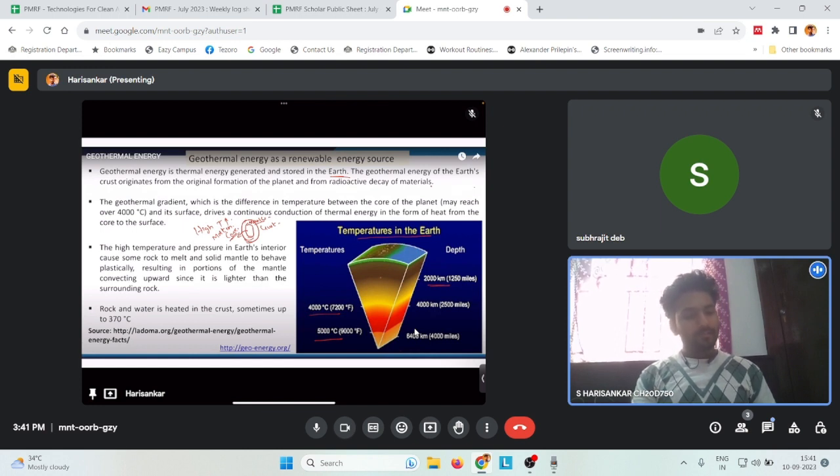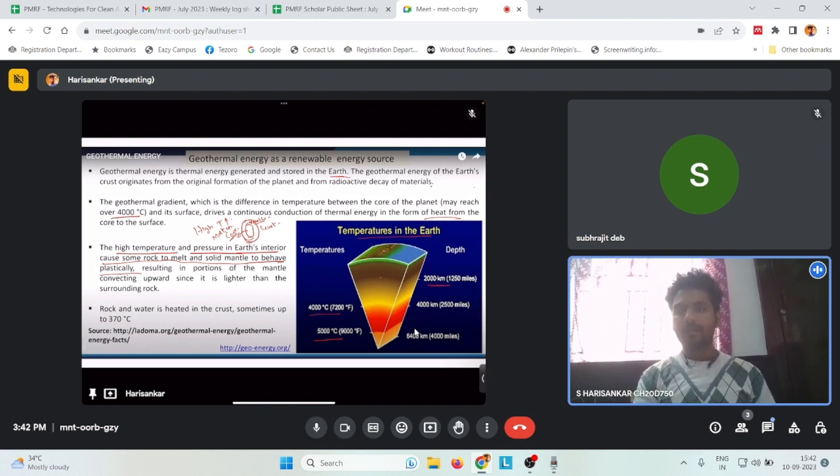The geothermal gradient, which is the difference in temperature between the core of the planet, which may reach over 4000 degrees, and its surface, drives a continuous conduction of thermal energy in the form of heat from the core to the surface. This high temperature and pressure in Earth's interior cause some rocks to melt and solid mantle to behave plastically, resulting in portions of the mantle convecting upward since it is lighter than the surrounding rock.